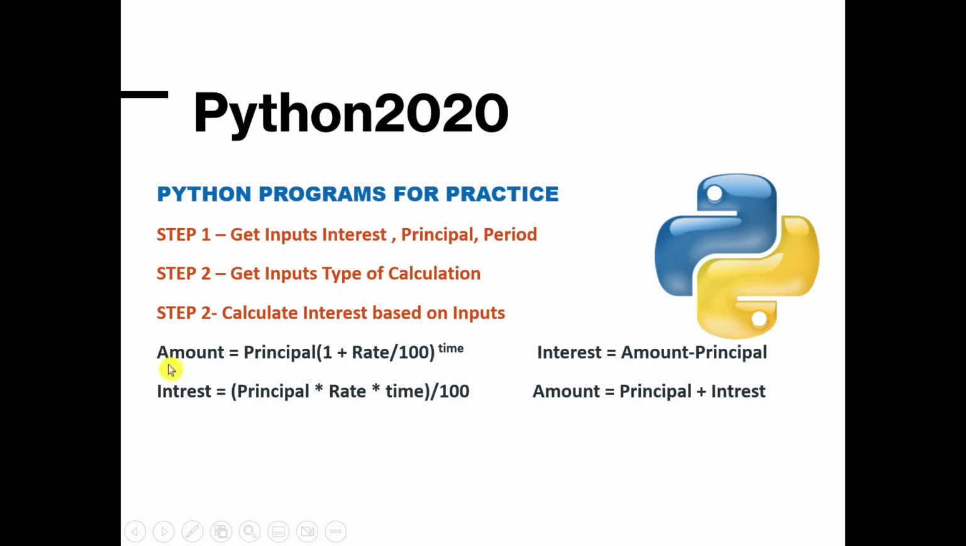For compound interest, first we will get the amount using this formula, and time here is years. So principal times (1 plus rate divided by 100) to the power of time. And then if you want to get the interest out of the total amount, then you have to subtract the principal from the amount. This is how you will get the interest. For simple interest, the calculation is like this: principal into rate into time divided by 100. And if you want to get the amount, then you can use this formula to get the total amount.